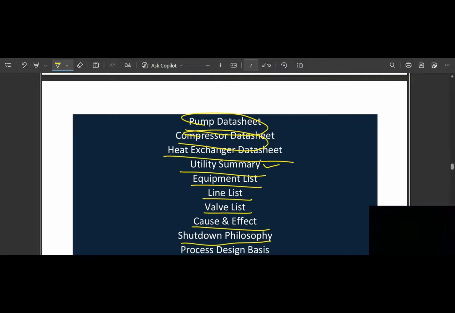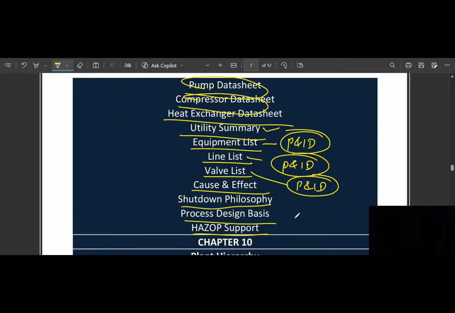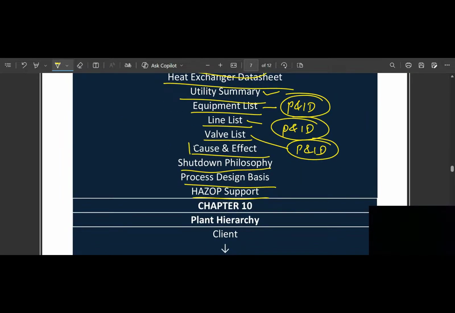Okay. Then equipment list. From PNID, you will get the equipment list. Okay. Line list. From PNID, you will get the line list. Okay. Valve list. Same. PNID will give you the valve list. Then cause and effect. Okay. Cause and effect, it is a very important study for any process engineer. Then shutdown philosophy. Okay. This shutdown philosophy is shown in PNID. Okay. If you read PNID properly, you will get the shutdown philosophy from the PNID.